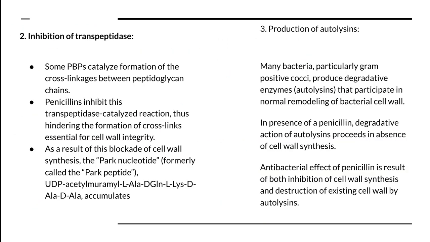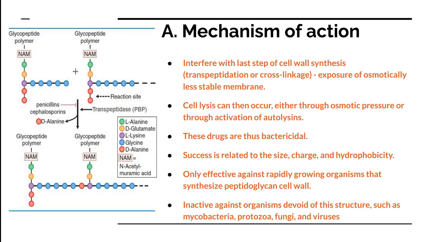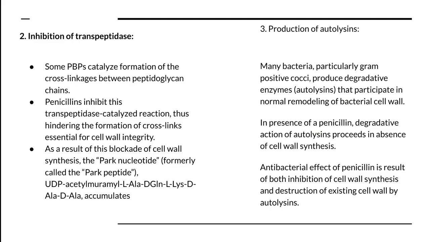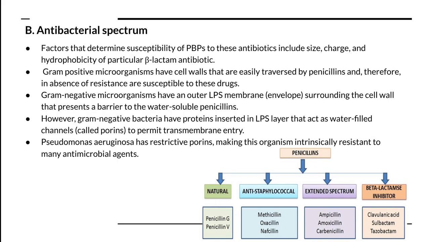All right. So UDP acetyl muramyl L-alanine, then D-glycine, L-lysine, D-alanine. If you recall that chain, the D-alanine, orange at the bottom side, that is going to get accumulated. That will not work. That will not help in formation of the cell wall synthesis. Okay, all right. So that's how it works.